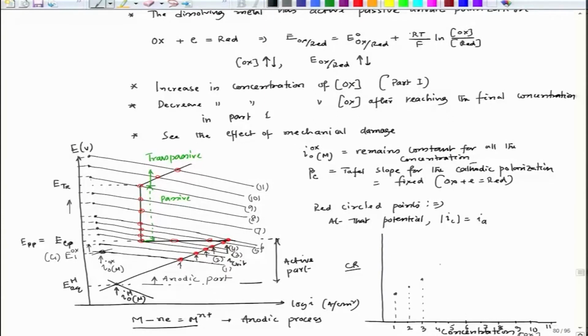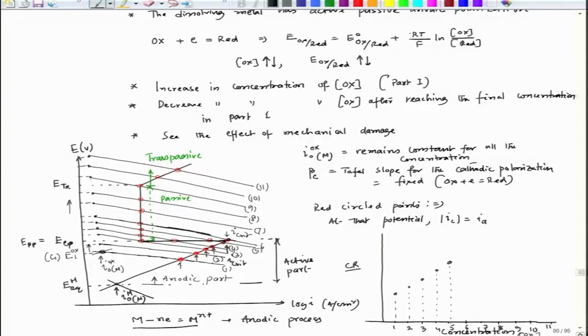So, then 4, I will have this point. So, 4 is this one, then 5 is this one. 5 is still further increasing, it has gone to this. Now, 6th, when the concentration has reached C6, this particular line we are considering is just crossing I critical.